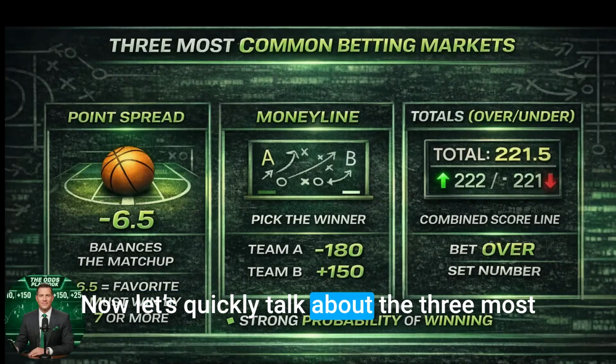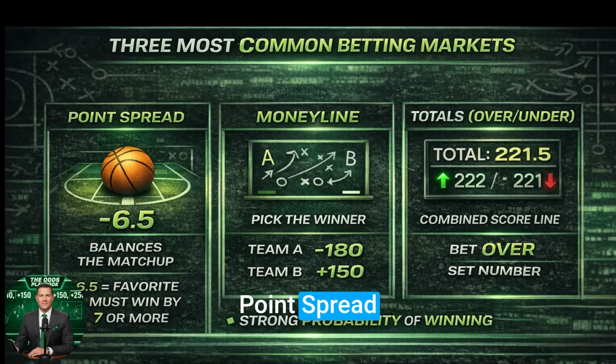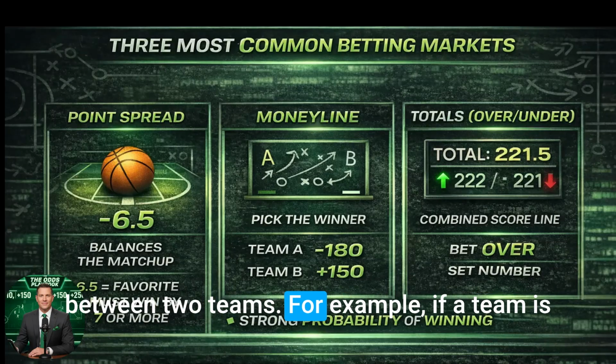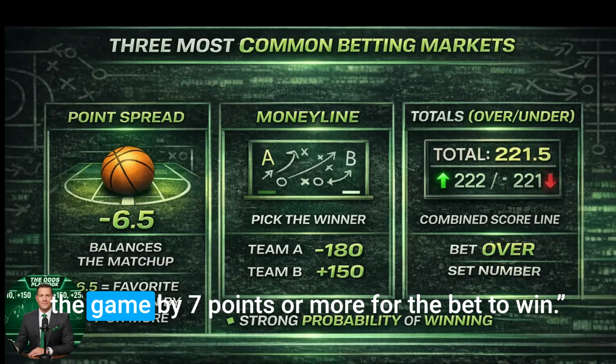Now let's quickly talk about the three most common betting markets where odds appear. Point spread. The point spread is used to balance the matchup between two teams. For example, if a team is listed at minus 6.5, that means they must win the game by 7 points or more for the bet to win.